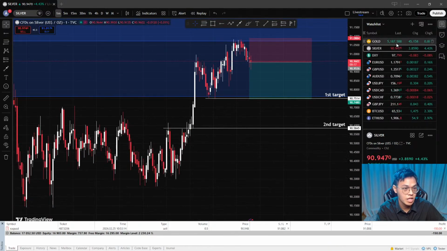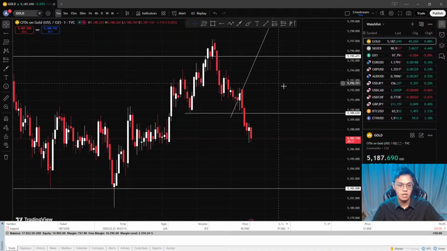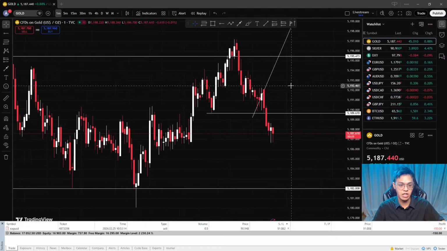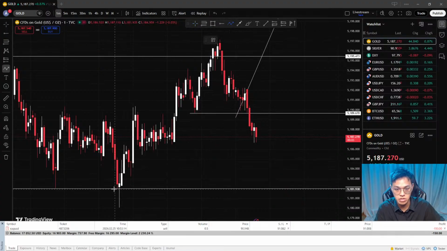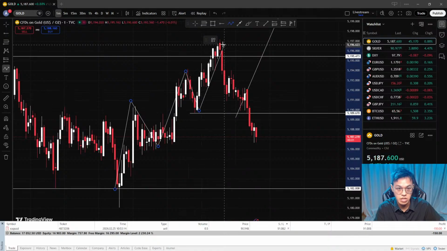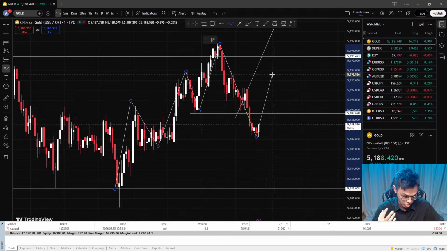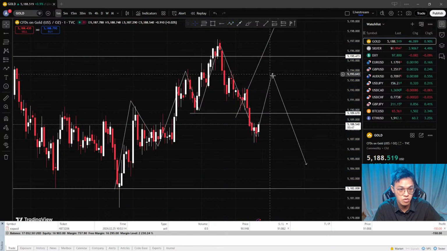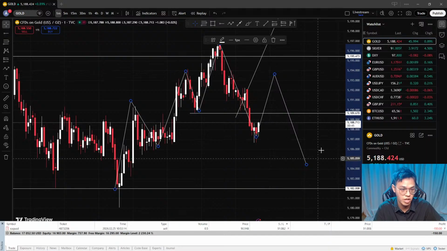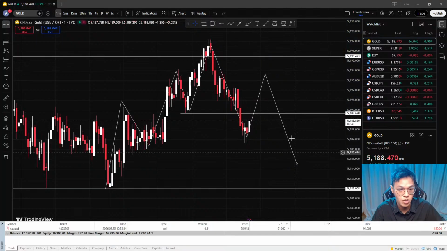All right, guys, let's see whether the price can hit my first target or not. If you look at the gold, gold breaks the significant low of the uptrend structure. So here is the change of character. If you look at the 1-minute chart, I think there will be a downtrend movement here.